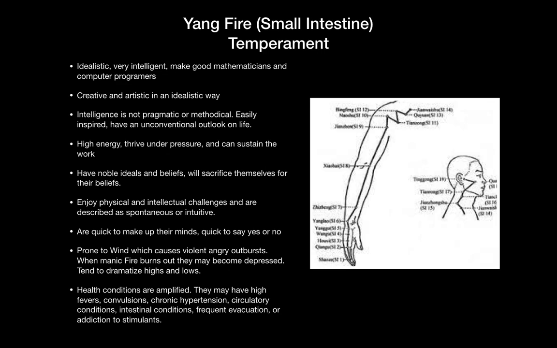Another problem is if they have a health concern, it can be amplified. For instance, if they have a fever, it could be high fever. Or if they have a tremor, it would turn into a convulsion. They might have high blood pressure or frequent evacuation. And they can also be addicted to stimulants.